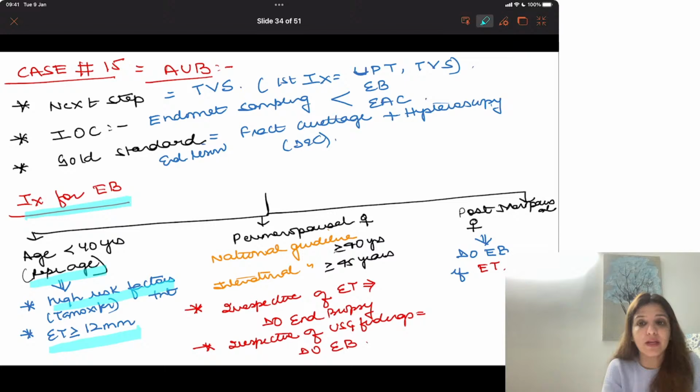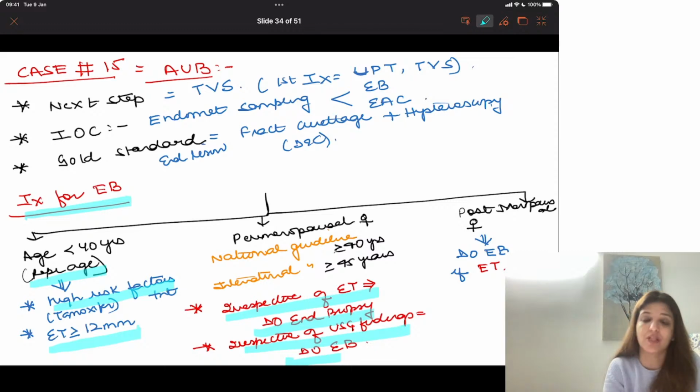Right? In perimenopausal females, our national guidelines say that in all females who are more than or equal to 40 years, and international guidelines say that all females who are more than or equal to 45 years, irrespective of their endometrial thickness, you have to do endometrial biopsy. Irrespective of ultrasound findings, you have to do endometrial biopsy. And that is how they try to confuse you.